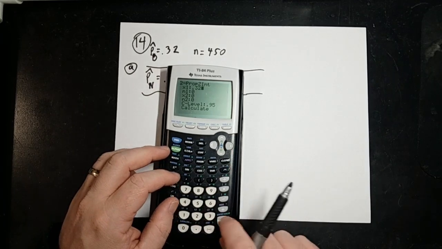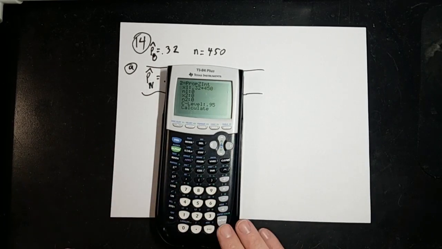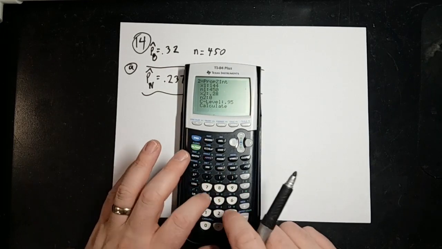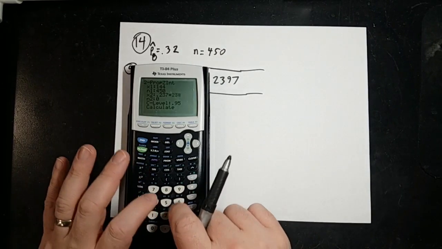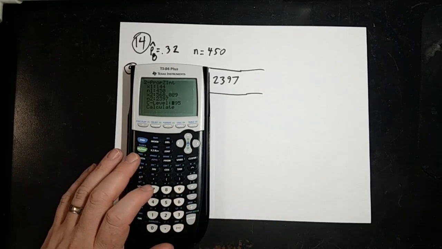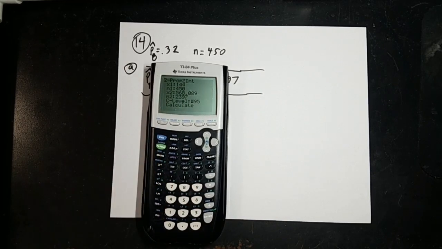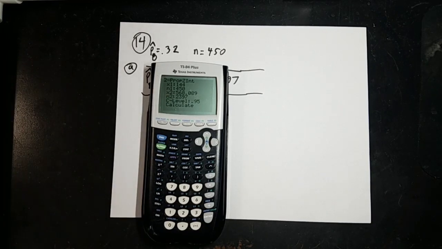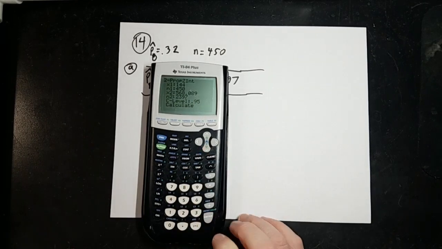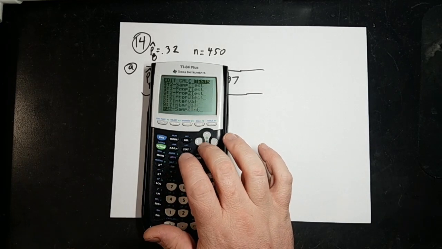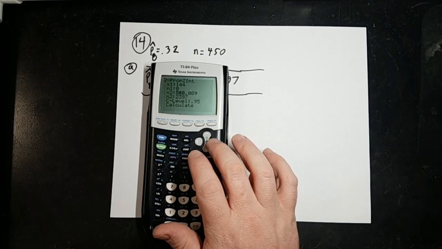Well, 0.32 times 450 would give you the X value for the first sample. And 0.237 times 2397 would give you the X for the second sample. The problem in the graphing calculator is that because this X2 is a decimal, it's going to give us an error if we tried to calculate it. There it is. So, the unfortunate thing that you have to do is you have to round that number.